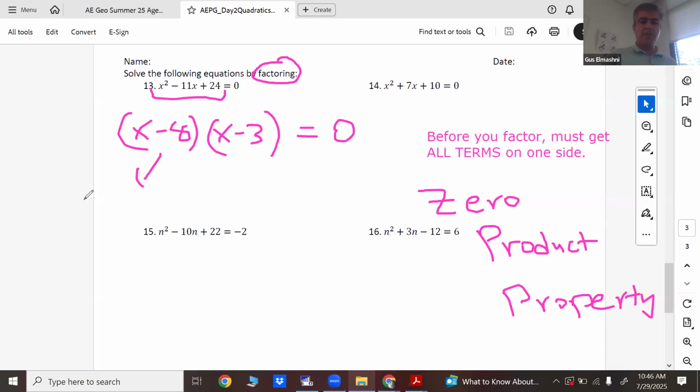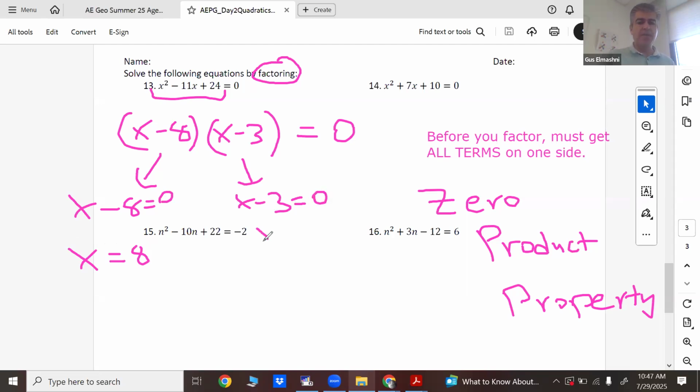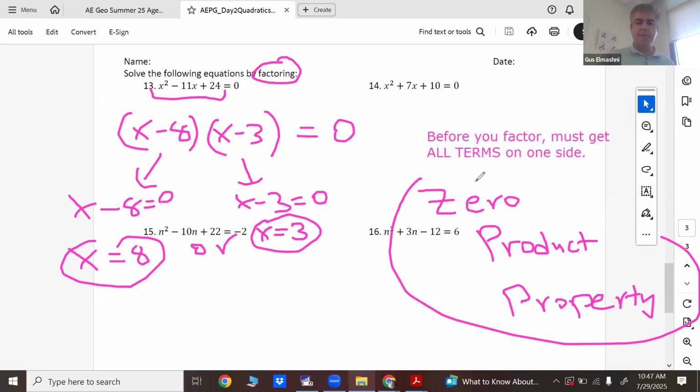So this right here, x minus 8 equals 0, so x equals 8. Because if I plug 8 back into the original equation, it's going to work. You get 0 on the left side equaling 0 on the right side. And here, same thing. But very, very important, you have to get all the terms on one side so that you can use the zero product property. And either x could equal this or it could equal that. Zero product property. That's exactly what's happening here.